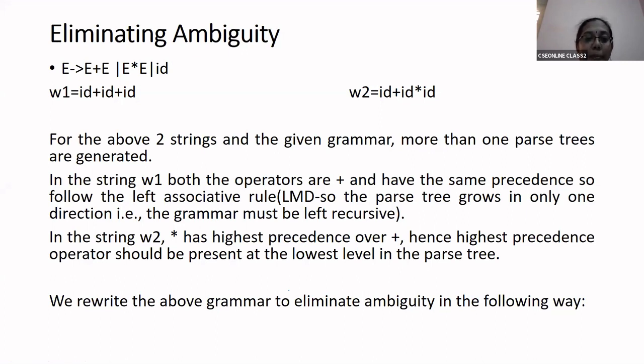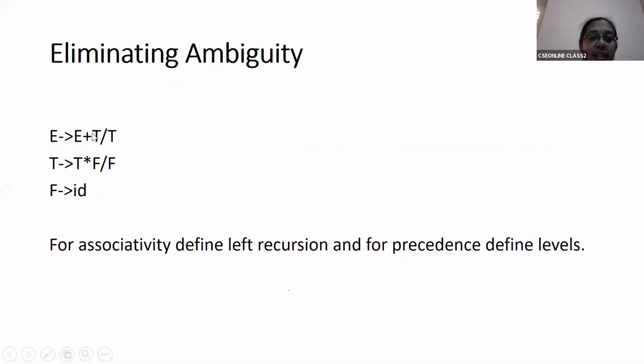When you are imposing the left associative rule, your grammar should be rewritten in such a way that it is left recursive. What is left recursion? If you see the grammar here, the first symbol on the right hand side of the production is the same as the left hand side symbol. Such a grammar, where the first symbol on the right hand side is the same as the left hand side symbol, is called a left recursive grammar, or it has left recursion.